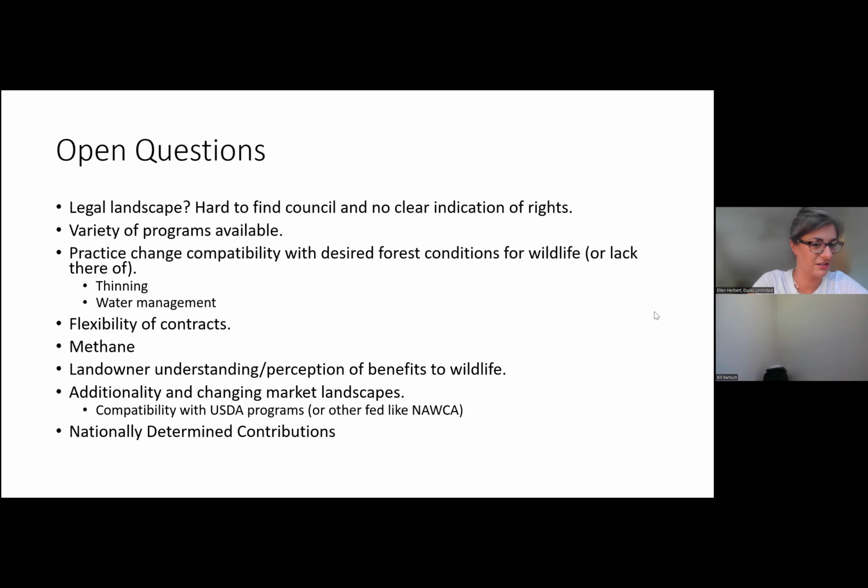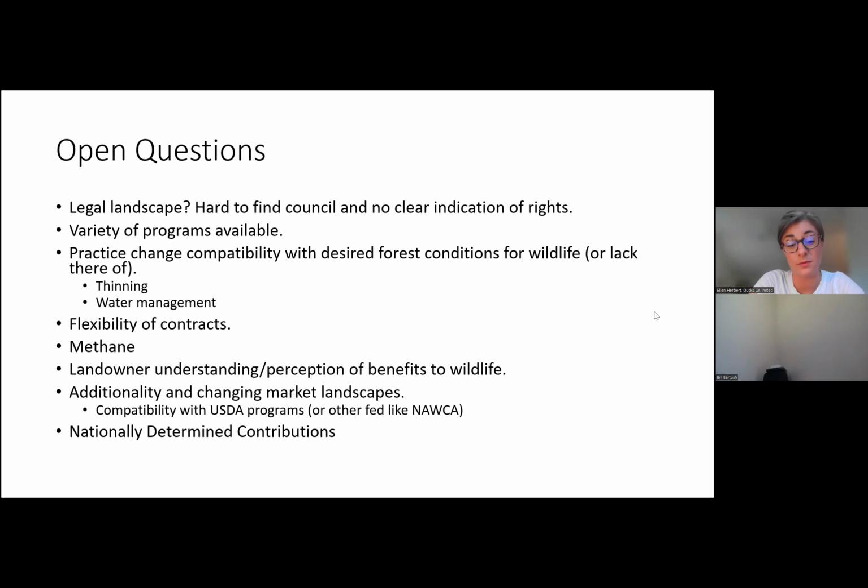That doesn't necessarily mean carbon markets are bad for wildlife. It just means there's a lot of work to be done on compatibility. You may not be able to maximize carbon and wildlife simultaneously. There may be some trade-offs there, and that just means you don't make quite as much money from carbon, but it is something to consider here.